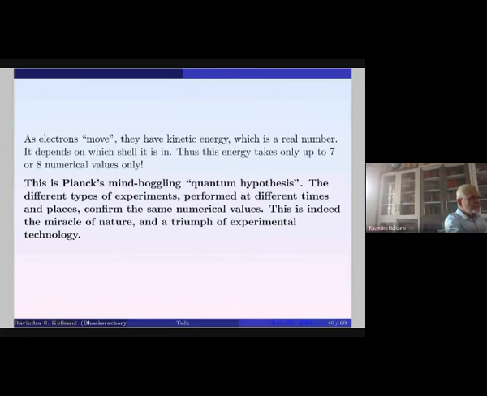Now electrons move, and so they have a kinetic energy, which is a real number. It depends on which shell it is in. Now this energy takes only up to 7 or 8 numerical values. It's not a continuous variation. It's just 7 or 8 values. This is Planck's mind-boggling quantum hypothesis, which even Einstein could not completely grasp. The different types of experiments performed at different times and places confirm the same numerical values. This is indeed the miracle of nature and a triumph of experimental technology.